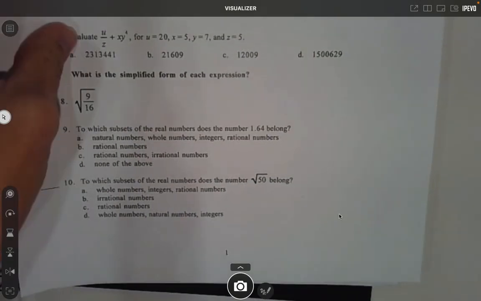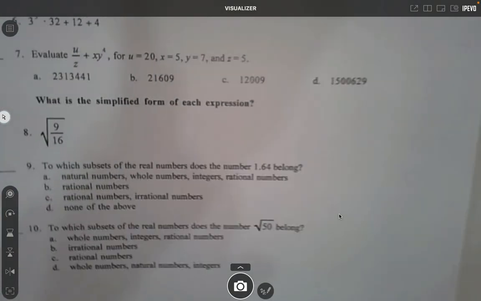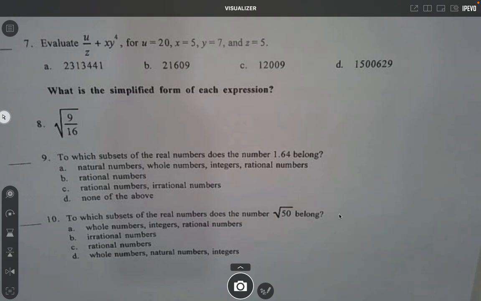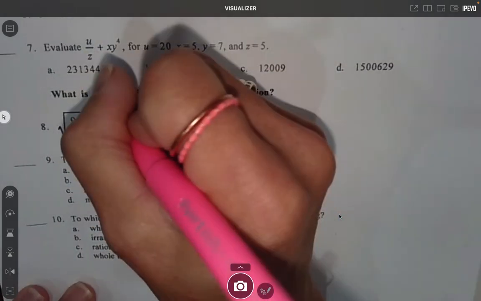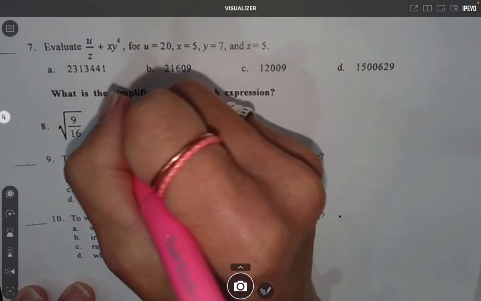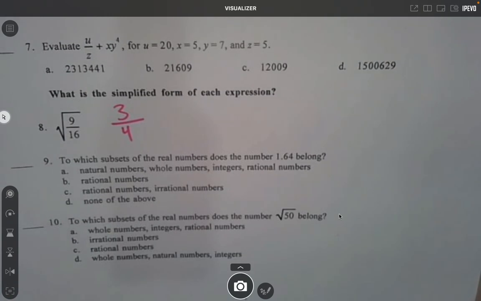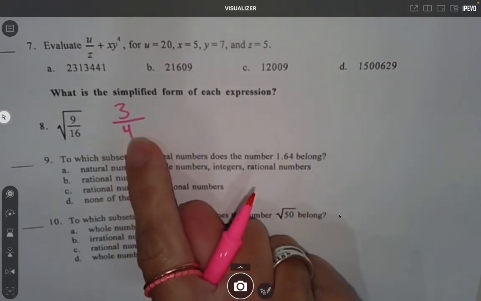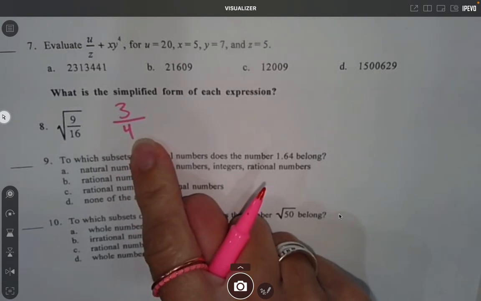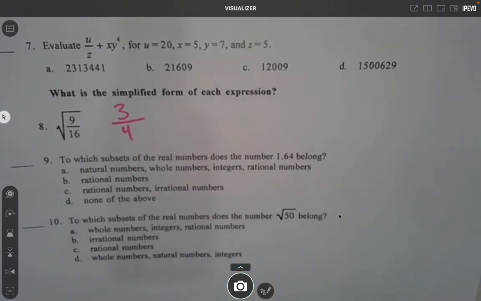Okay, number 8. So you could put it in your calculator, but what's the square root of 9? 3. What's the square root of 16? 4. Some of you may have put 0.75. I'll take it, but this is really what it's looking for. I would not take off for 0.75.